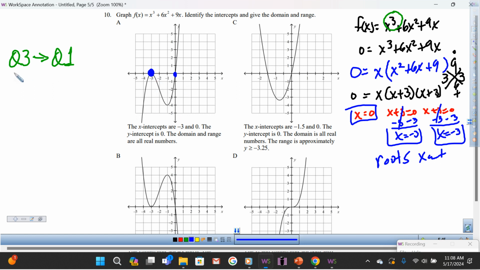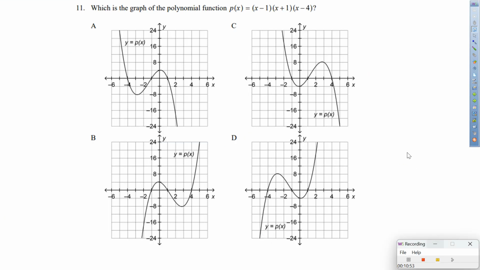So let's see. We start at 3. Did we start at 3 on this one? Did we end at 1? Yes. Is it bouncing off that first intercept? Yes. Did it go through 0? Yes. Well, without even checking the rest, this is the answer. Send me your notes. Shall we continue?